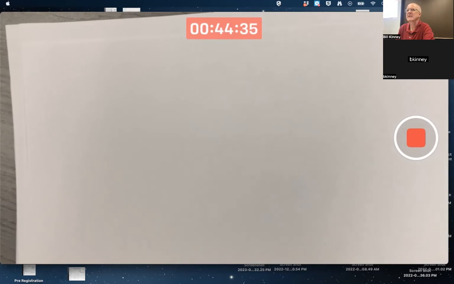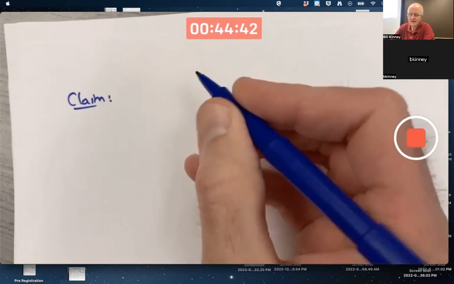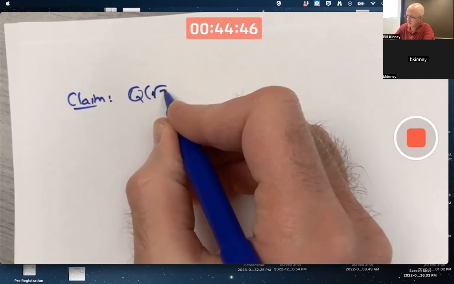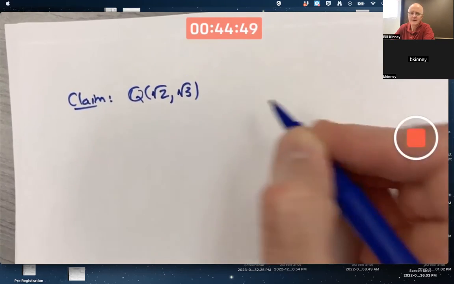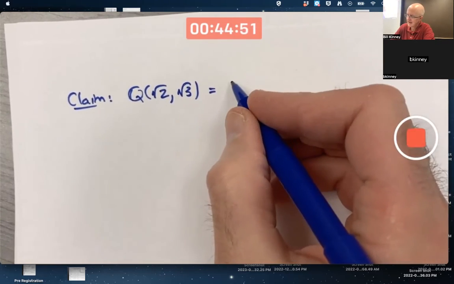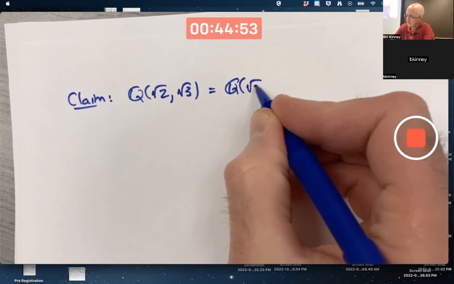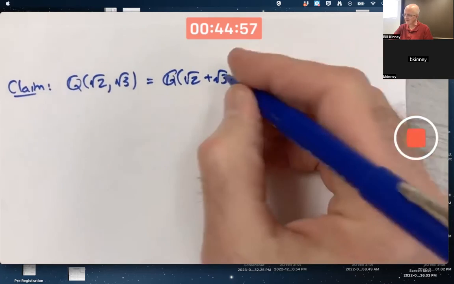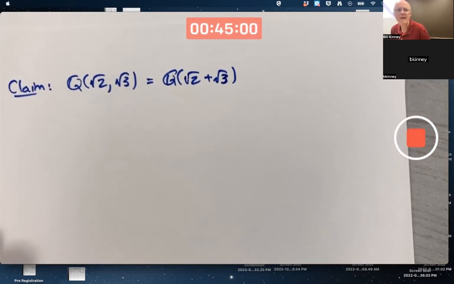Here's another kind of a mysterious problem that I want you to get some practice at. Claim: Q adjoin, say, square root of 2 and square root of 3 is the same as Q adjoin square root of 2 plus square root of 3. I claim this is true, okay?